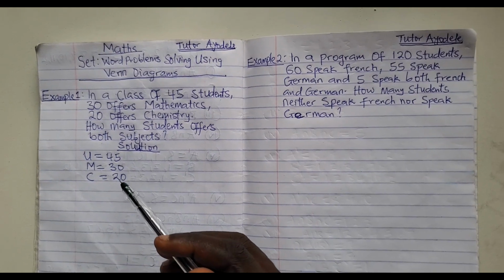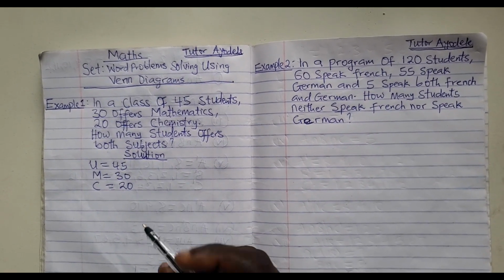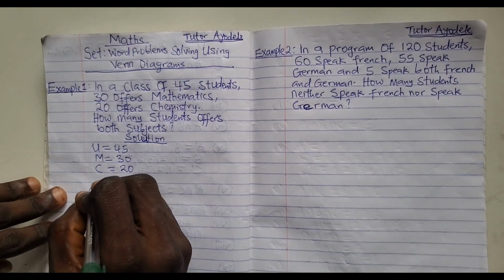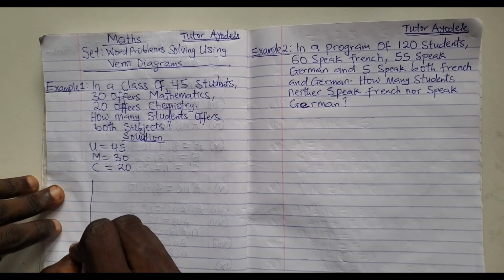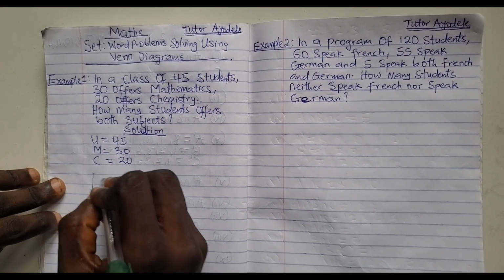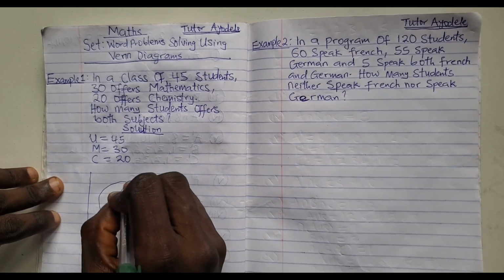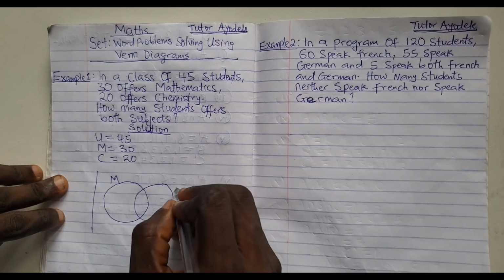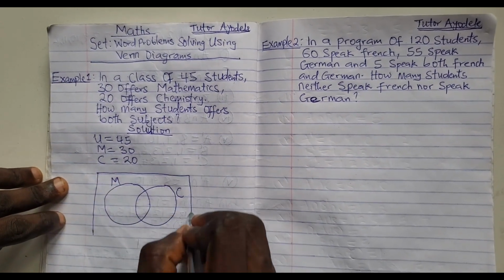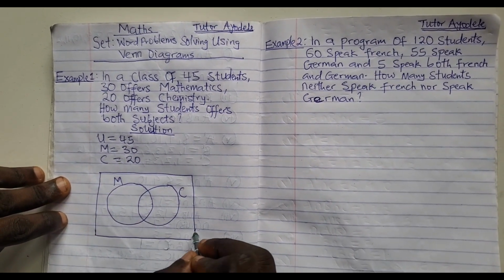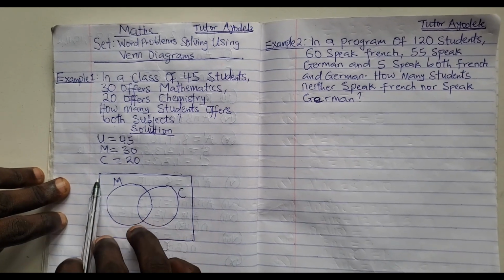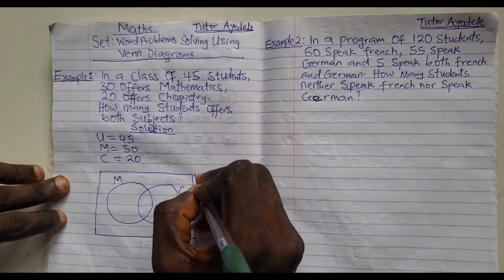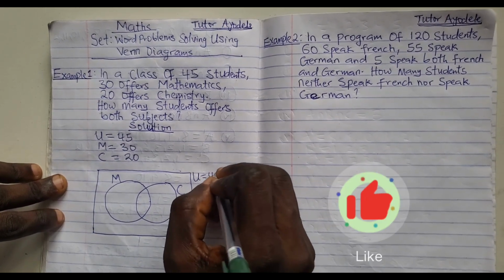This kind of problem, we can easily solve by drawing our Venn diagram. So let's draw our Venn diagram. Firstly, we have this for maths, while we have this for chemistry. Everything inside this shape, they are called what? They are the universe. So our universe is 45.